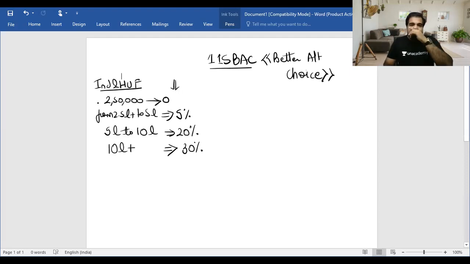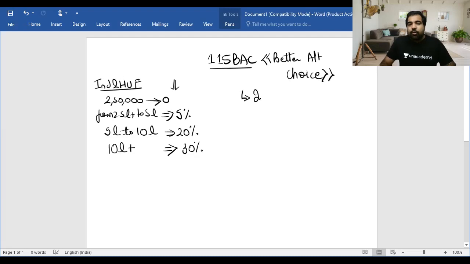Also the slabs: the first slab is 0 to 2.5 lakhs, the second slab is 2.5 lakh to 5 lakh, but the third slab is suddenly 10 lakhs, and the fourth is an unlimited slab. So these rates were slightly erratic, and hence the government said, do you want a better available choice? So we will give you a better available choice under section 115BAC, guys.